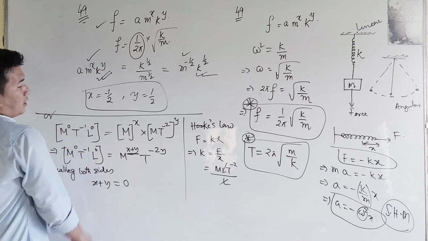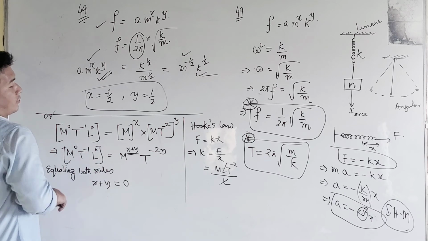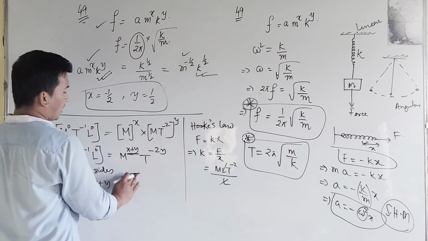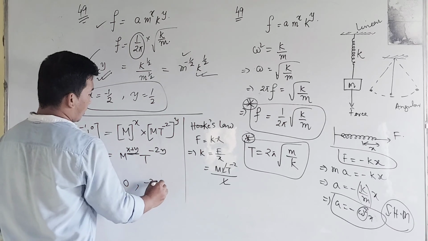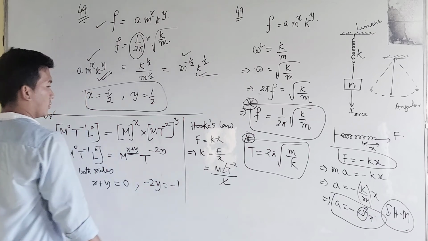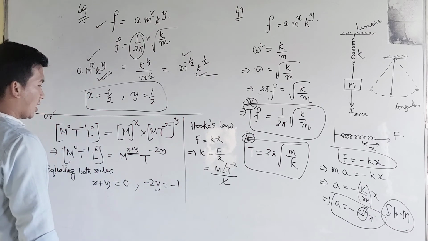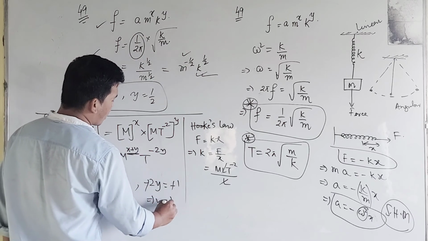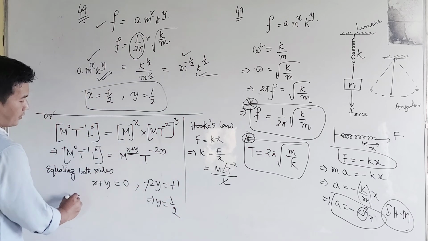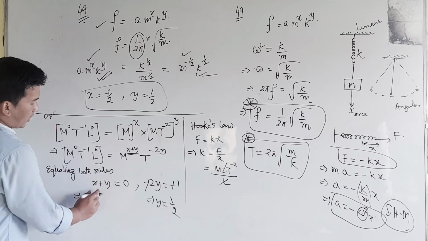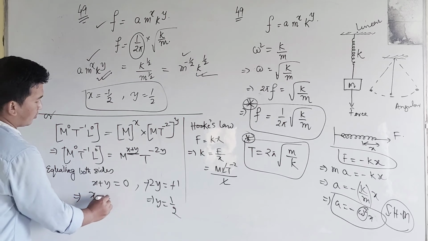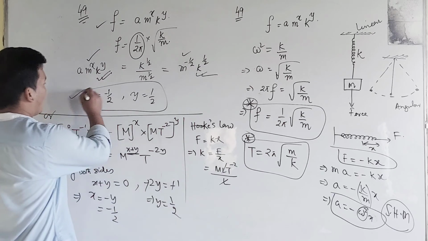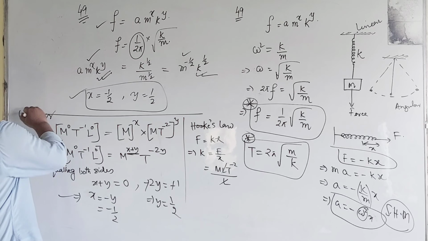And what is the power of time? Time will be minus 1. So minus 2y must be equal to minus 1, so y is equal to half. Then the value of x will be equal to minus y, that means minus half, and we do get the same answer. This is the conventional way.